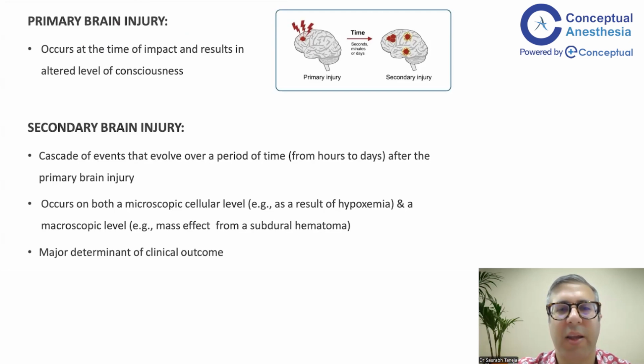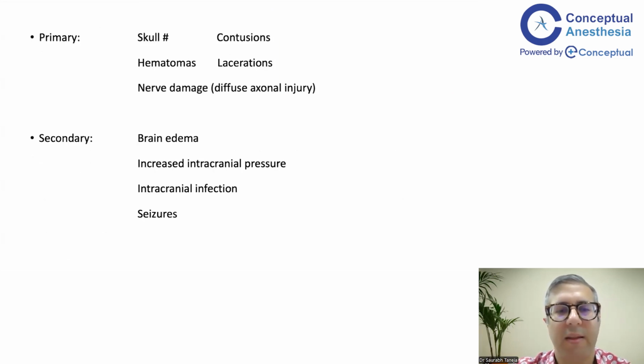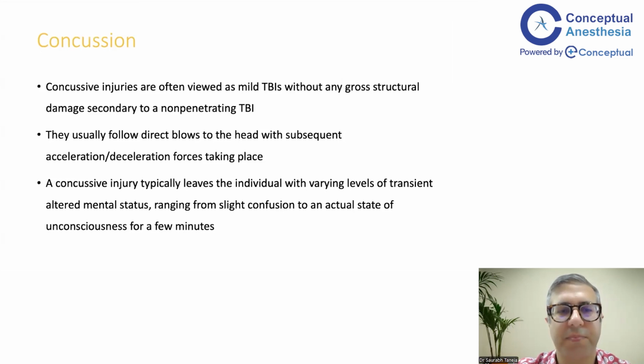Secondary one is over the hours to days of the primary injury, and it can occur on both the microscopic cellular level, and the macroscopic level, like a mass effect of the subdural hematoma. And remember, secondary brain injury is a major determinant of the clinical outcome. So the whole idea is to treat the primary injury and to prevent the secondary injury. This is just an example. The secondary brain injury can be a brain edema, increased ICP, intracranial infection, and seizures.